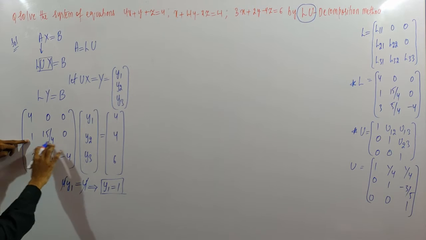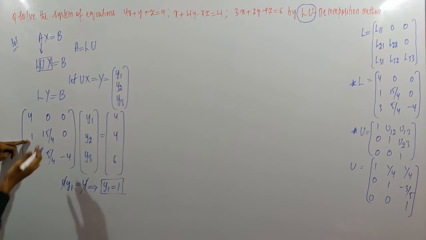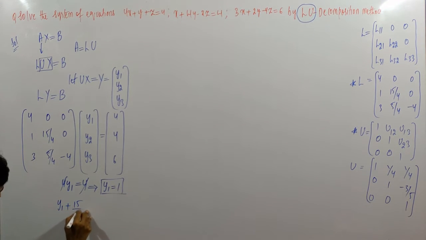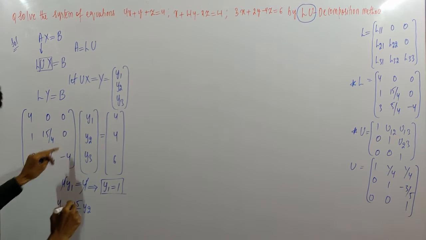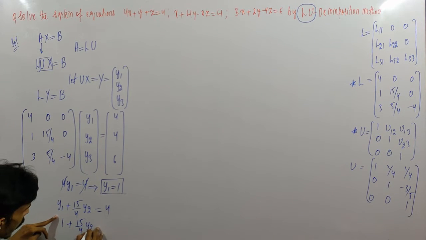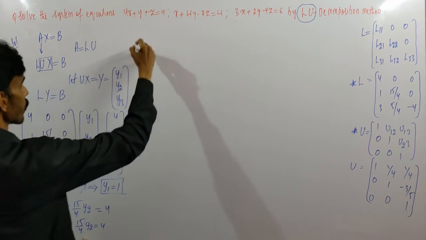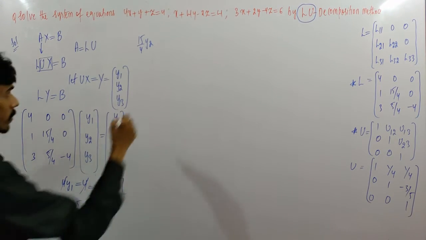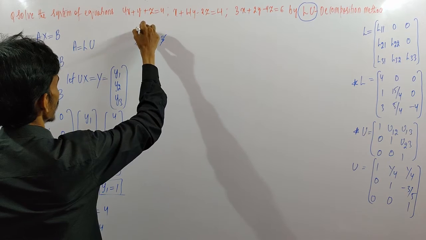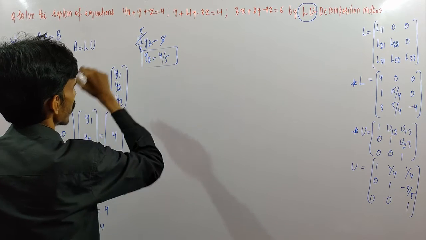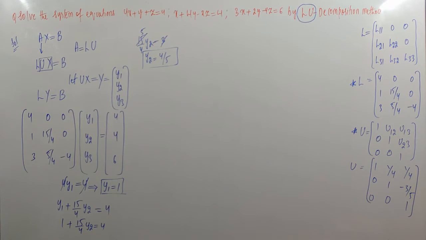Next, this row into this column. We have y1 plus 15 by 4 y2 plus 0 y3 equals 4. The y1 value is 1, so 15 by 4 y2 equals 4 minus 1, which is 3. So y2 equals 4 divided by 5. We got the y2 value as 4 by 5.